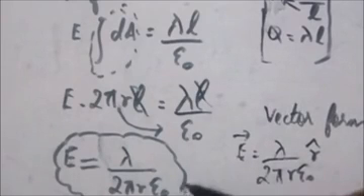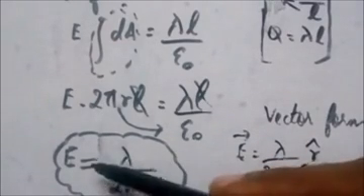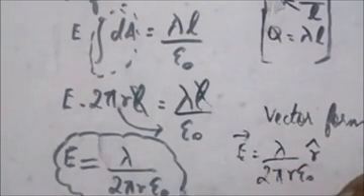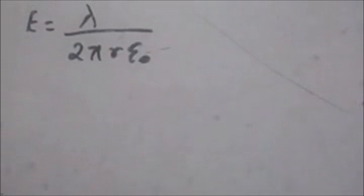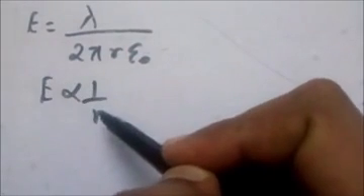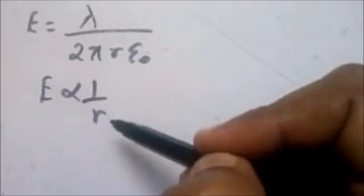It's enough that we write up to here. You can also write this, but this is usually more useful. So E is equal to lambda by 2 pi r epsilon naught. See the formula one more time. In this formula, you can see the electric field is inversely proportional to the distance. As you go far away, electric field will decrease. It's not 1 by r square.